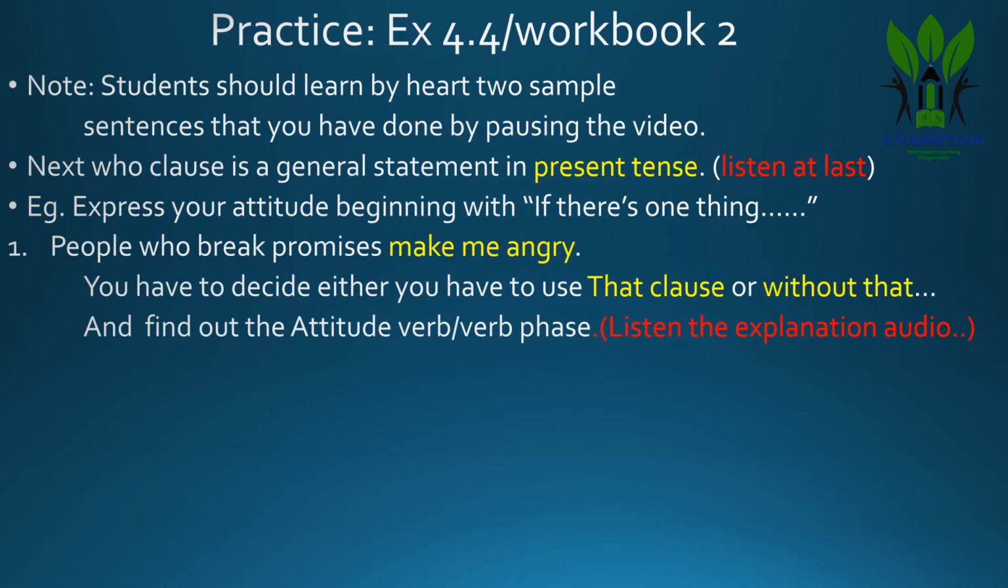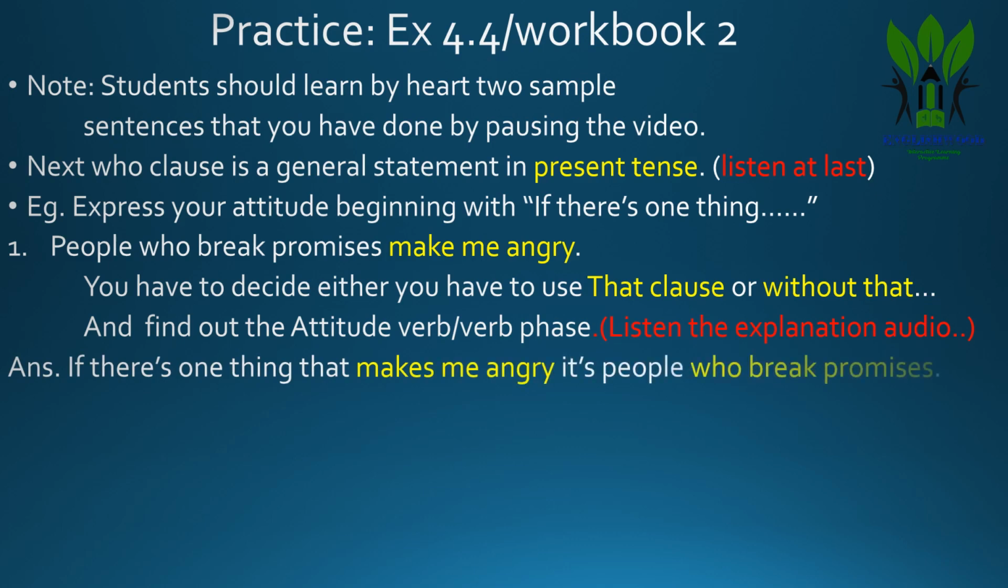Now you have to decide whether you have to use the that clause or without that clause. That means you have to think, if there's one thing that makes me angry, or if there is one thing I make. So you have to decide, right? And find out the attitude verb. Okay, so you have to find out the attitude verb or verb phrase. For example, in this sentence, people who break promises make me angry, here make me angry is the attitude phrase, right? So you have to pick up that, then you can use it like this. If there's one thing that makes me angry, it's people who break promises.